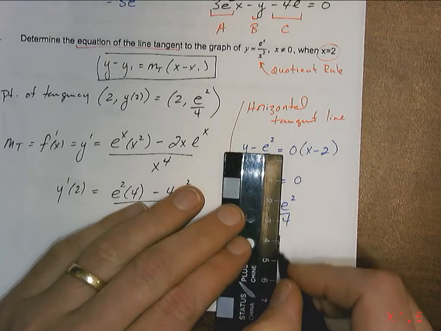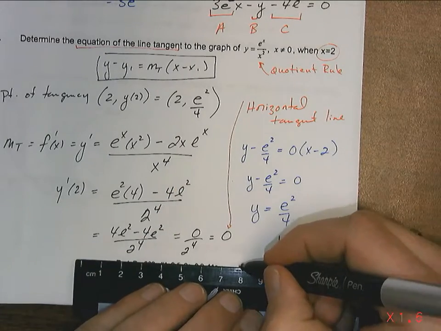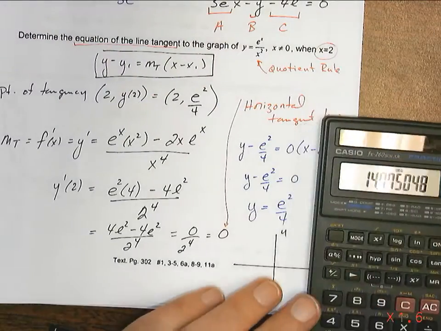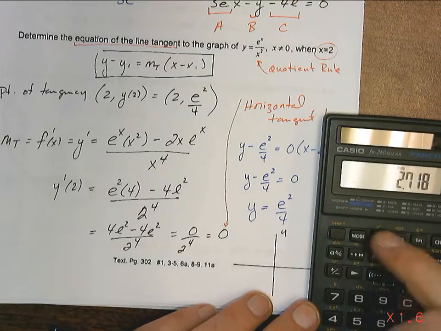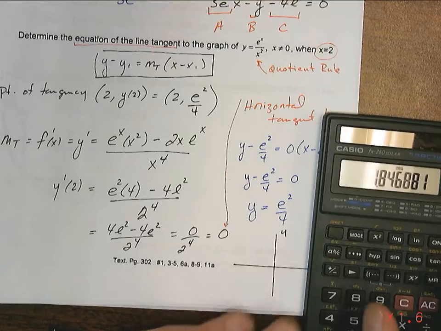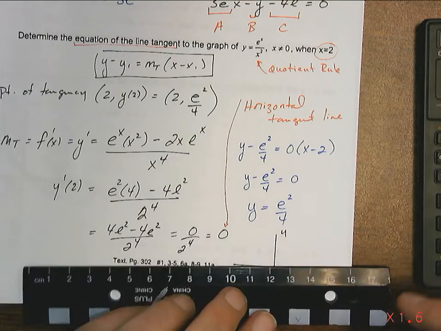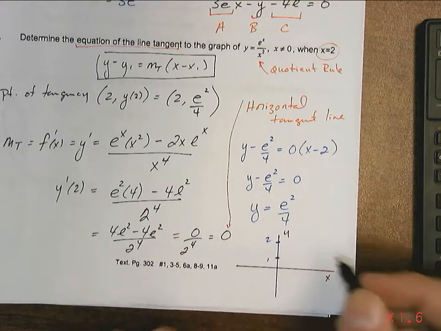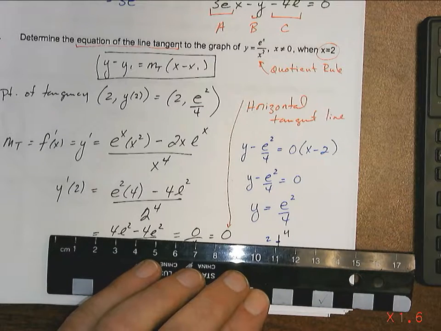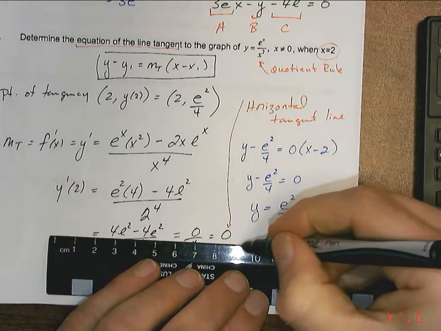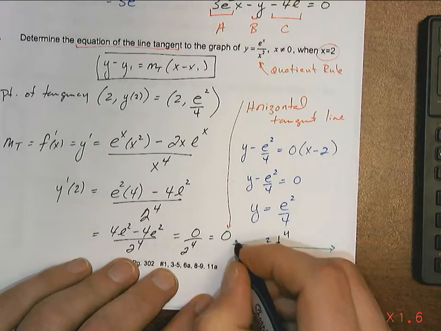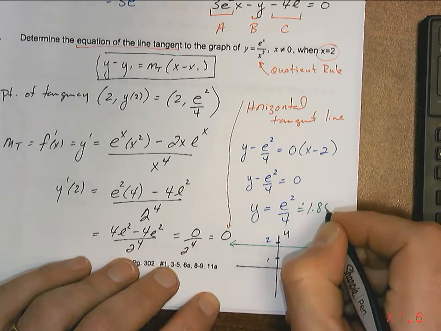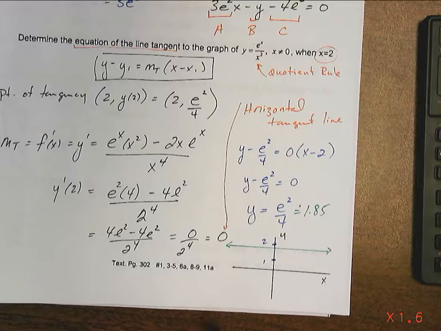If we think about it for a minute, we can do an x and y axis. We can take our calculator and we can take 2.718. We can square it. We can divide it by 4. It's approximately 1.85. So if we consider this to be 1, if we consider this to be 2, then this would be the line. That would be right about here, which is approximately 1.85.